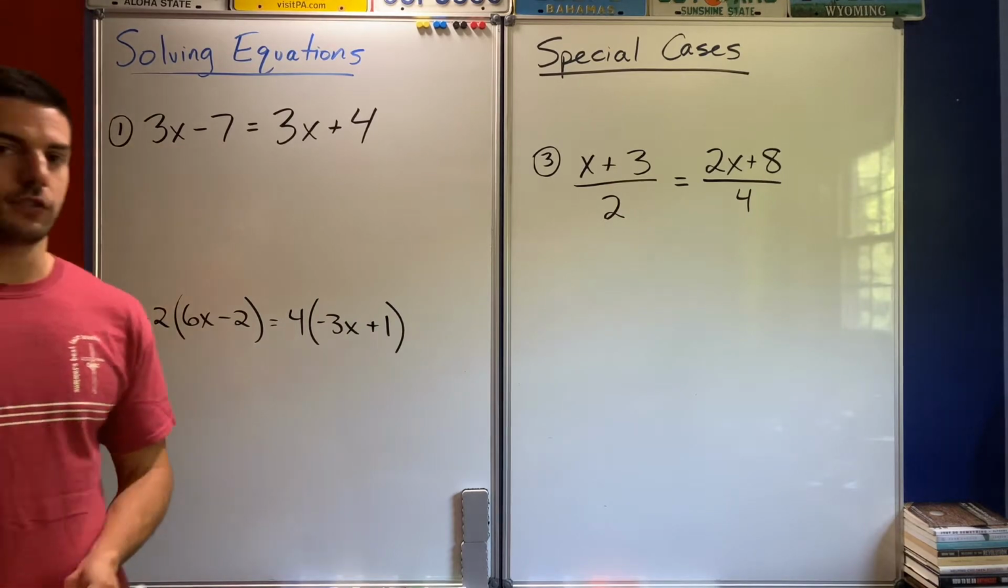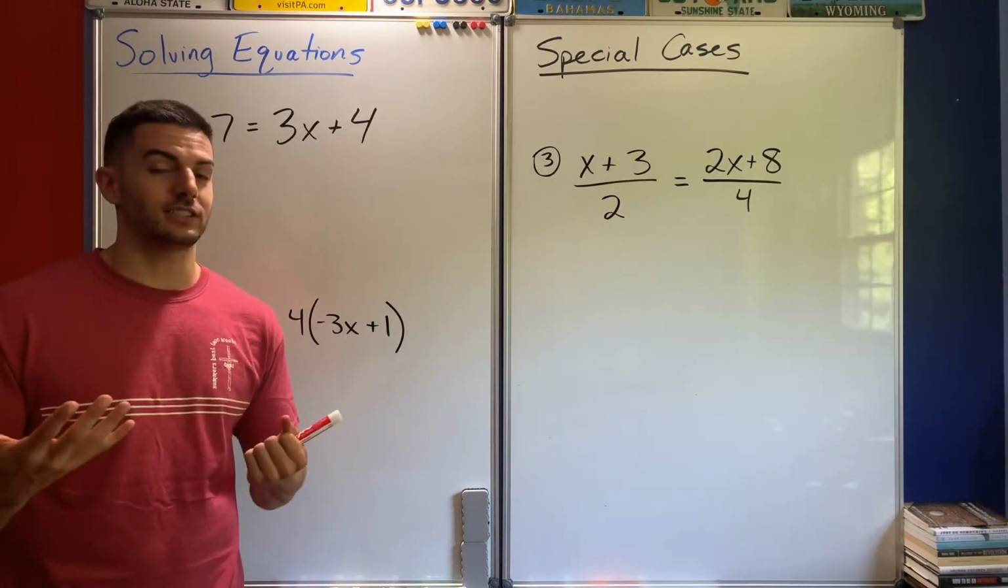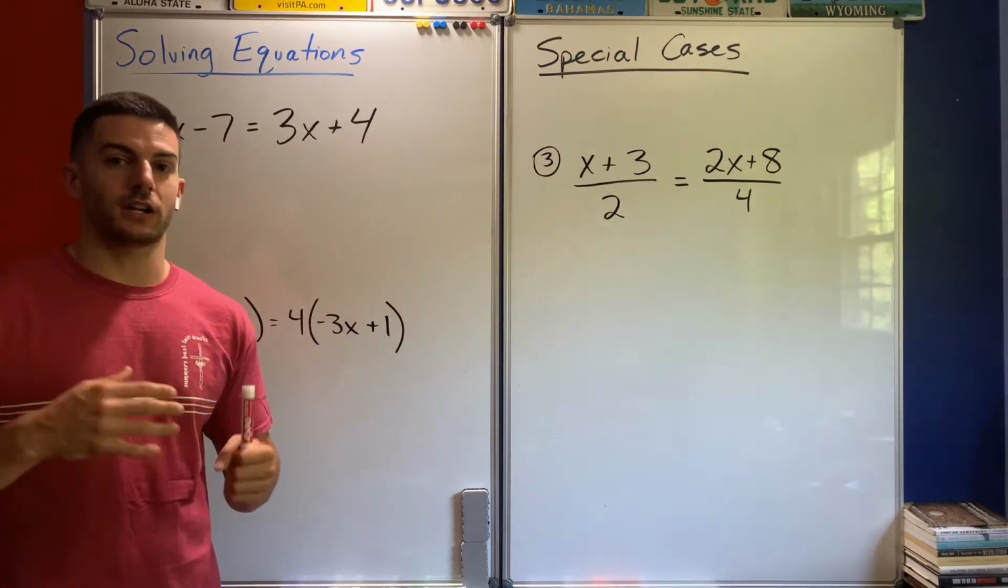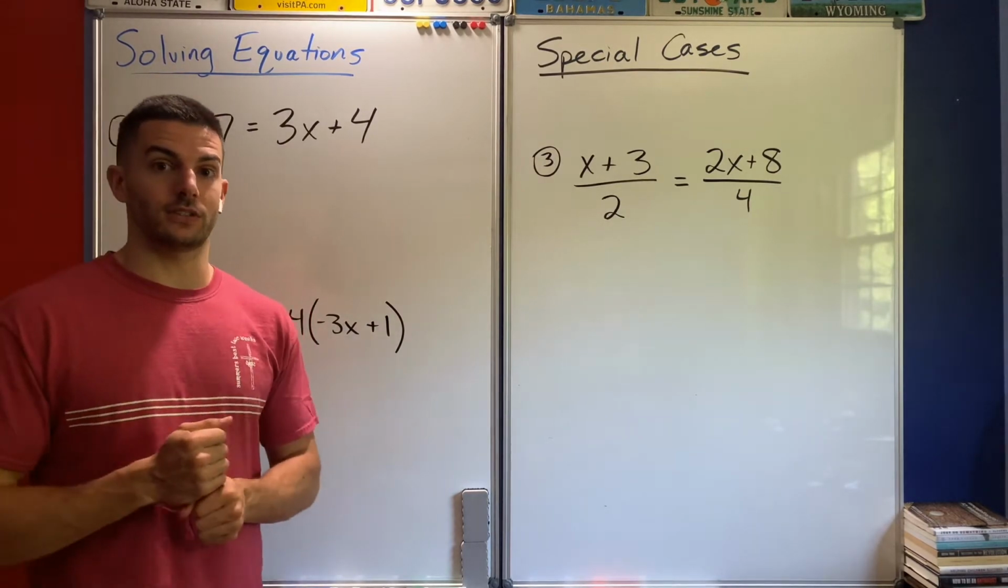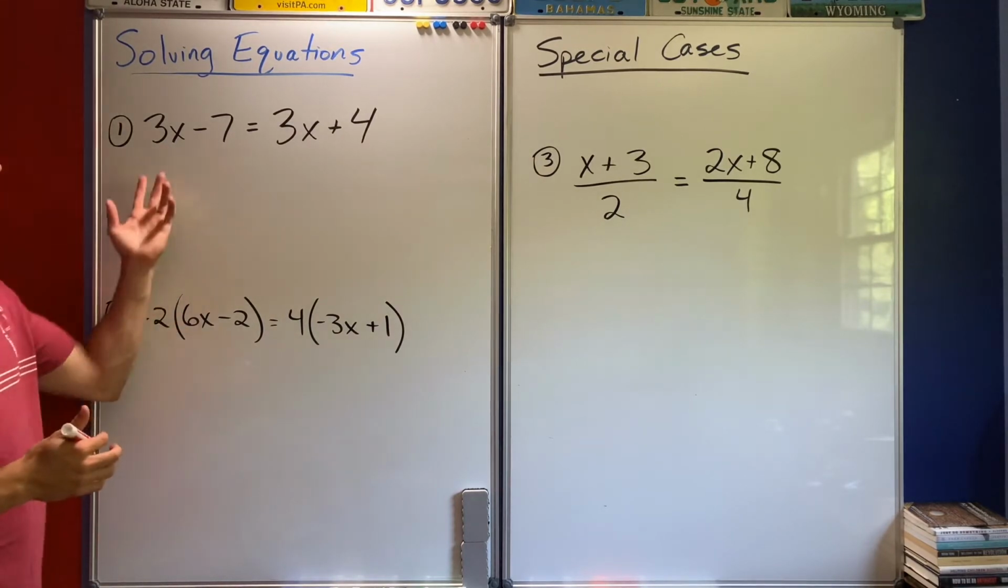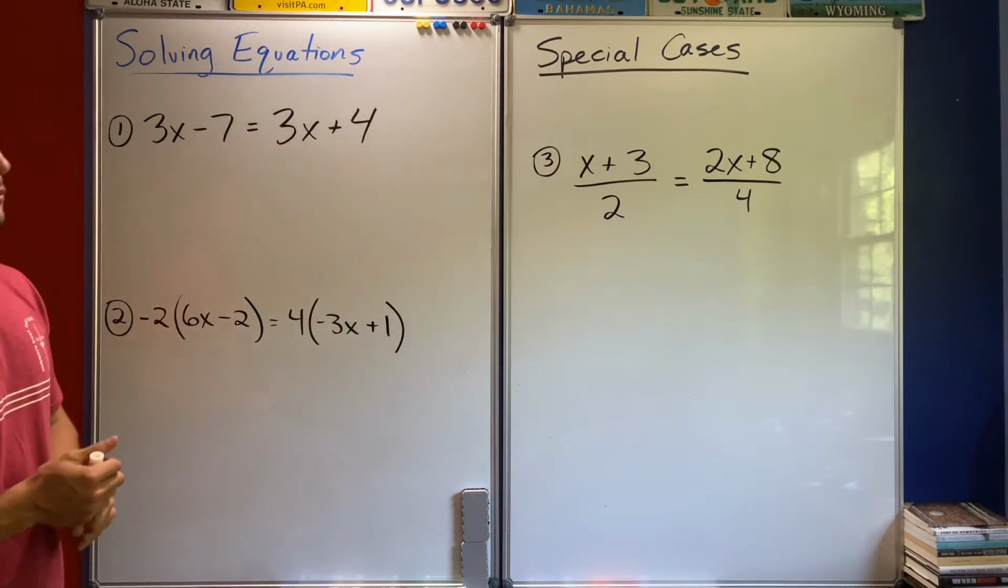So I'm going to go over a couple of these, and we're just going to see what happens. We're just going to try to solve these like normal, but you're going to see that with each of these problems, we're going to run into a little bit of an issue. They're not going to solve out nice and neat like the other ones that we've done. So if we look at number one here, 3x minus 7 equals 3x plus 4.